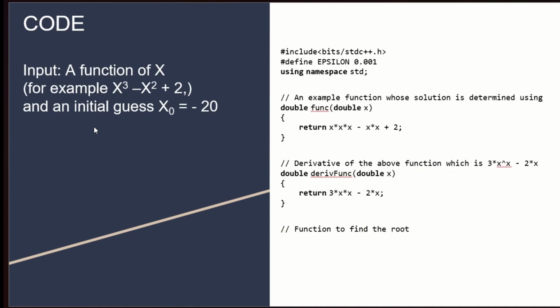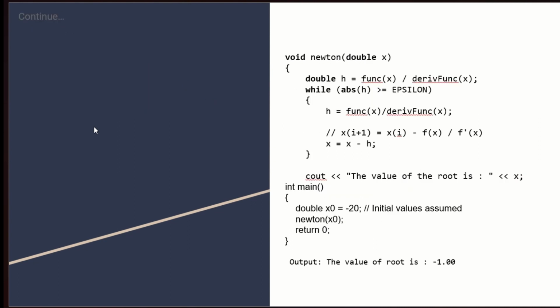Here, I have written a code for x cube minus x square plus 2, assuming the initial value of the root of the equation x naught is equal to minus 2.0. It is in the C++ language. I have commented what the function does here. You can see that using C++. And the output value of the root is minus 1.